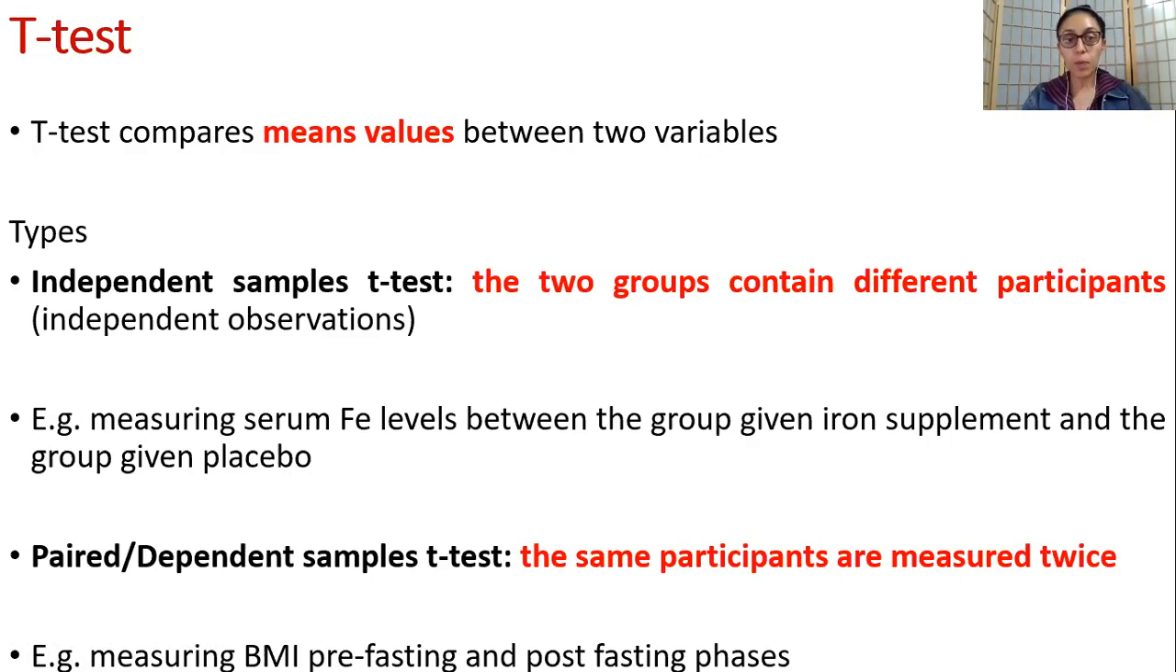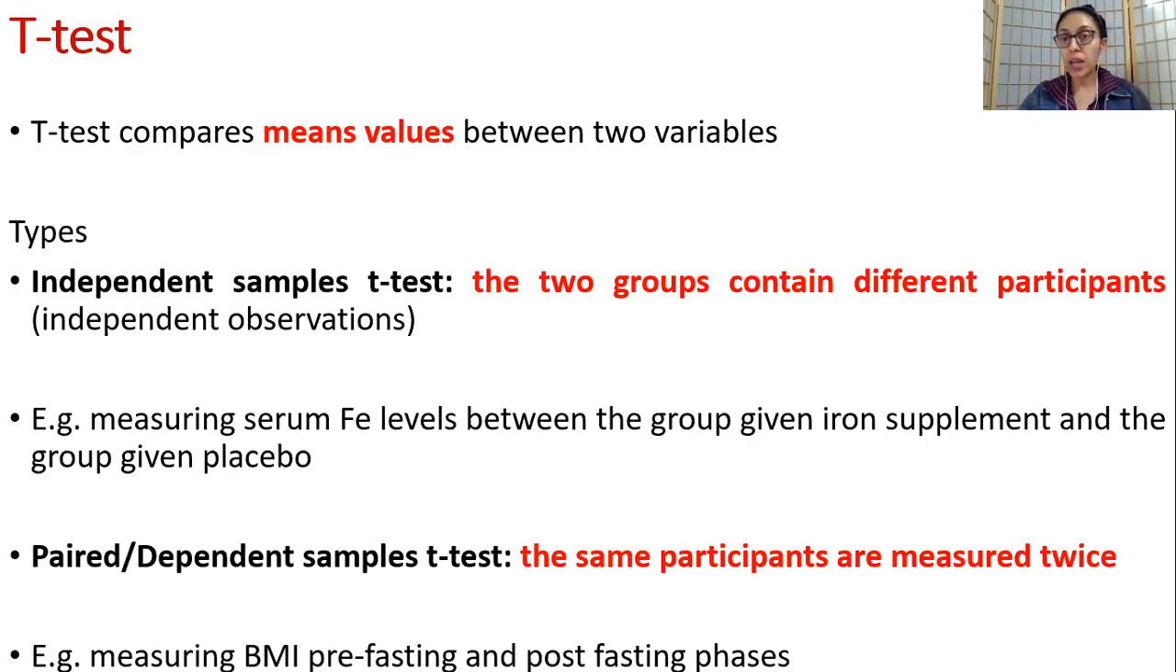Meaning, for example, you measured your participants' blood levels at the start of the intervention, before they took the iron pill. This is called baseline. Before they took any iron pill, you measured their blood iron levels.